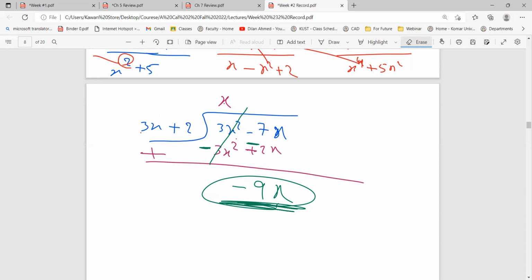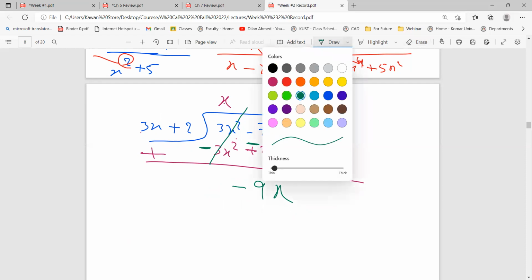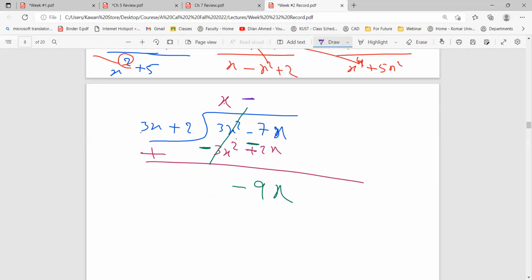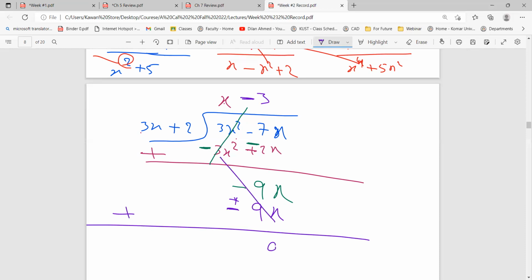So again, we should divide. So tell me which number we should put here? Minus 3. You are right, thank you. So minus 3, multiply 3x, and I'll get x, right? So again, we change that one, and I'll get 0.